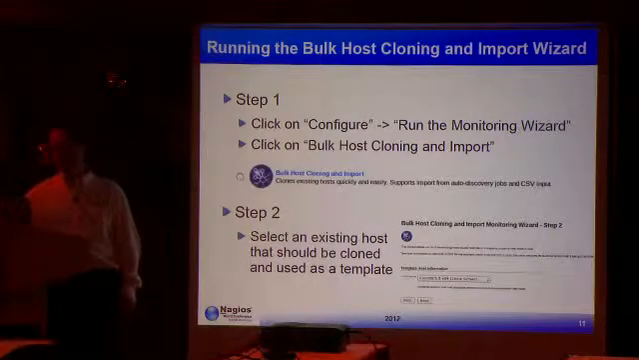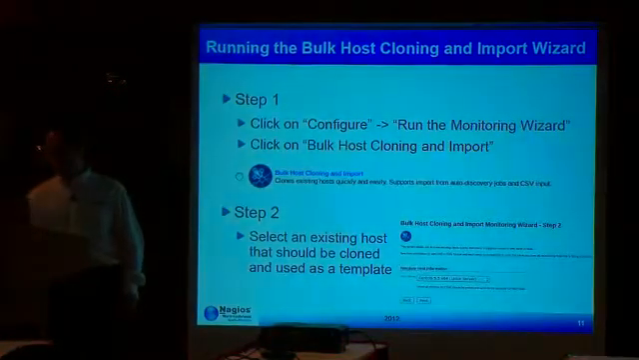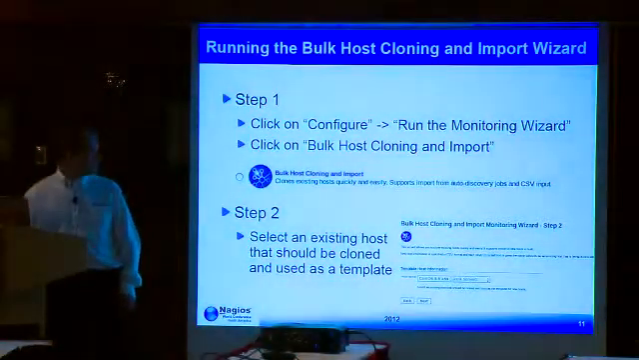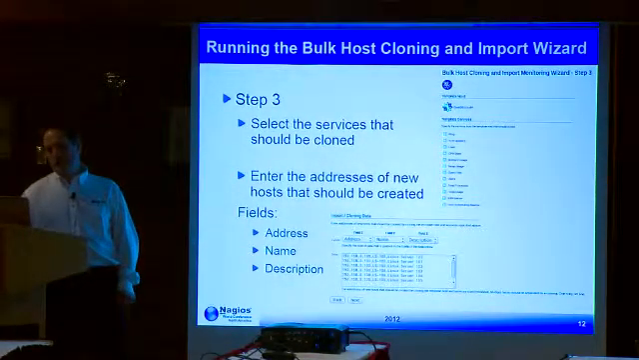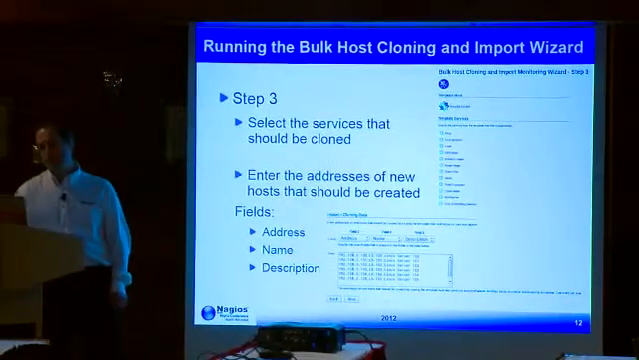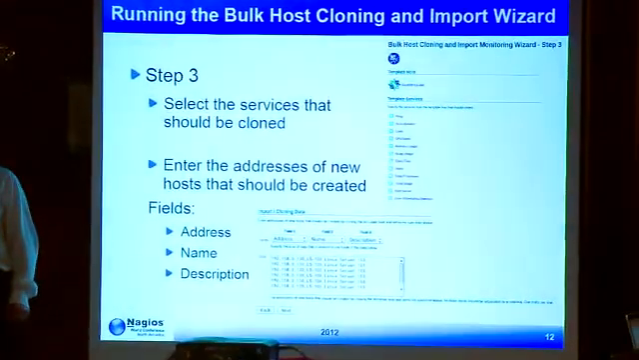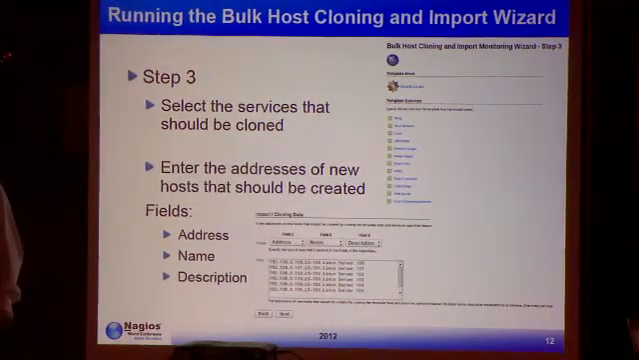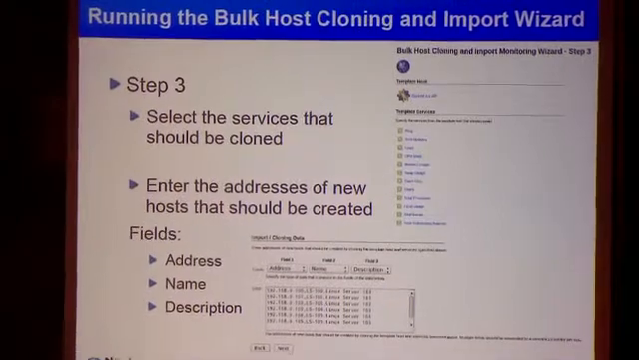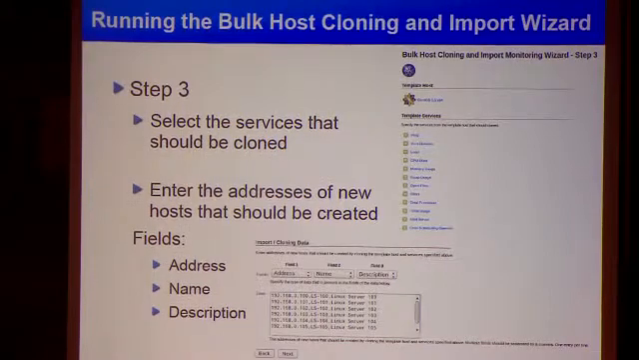And then you move to step 2. In step 2, basically you select an existing host in XI that you would like to be cloned and used as a template. I'm not sure if you can see very well. In step 3, you select the services that should be cloned. Here you can select all of the services of this host, or you can select some of them. But I would like to mention you have to select at least one. Some users try to clone a host with no services. As far as I know, right now, it doesn't work unless you select at least one service.